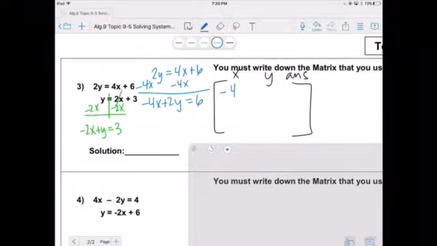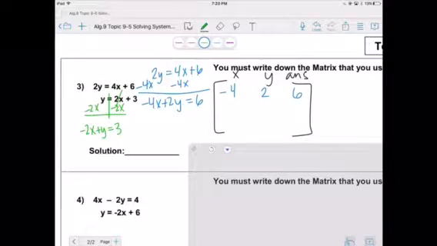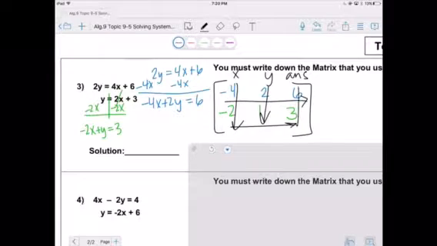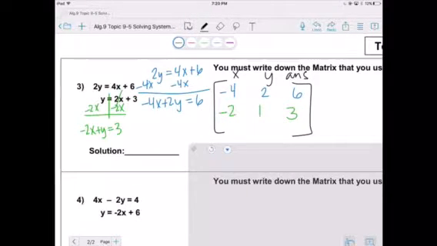The blue equation, we have -4, 2, and 6. The green, we have -2, 1, and 3. The good thing about matrices is that you don't have to have a y1 and a y2 and know which one is which, but you do need to make sure that you keep everything lined up horizontally as well as vertically. Everything on the top needs to be all one equation. Everything in columns needs to align itself with x's and y's accordingly. So now that everything is lined up, I'm going to go ahead and put these in my calculator.